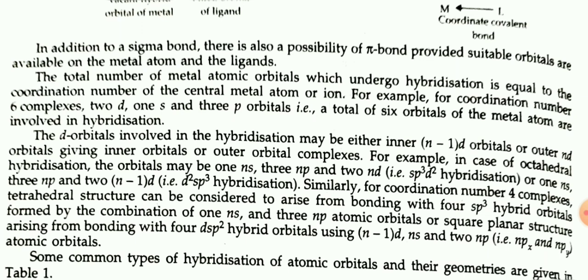The total number of metal atomic orbitals which undergo hybridization is equal to the coordination number of the central metal atom or ion. For example, the coordination number 6 complexes involve 2d, 1s and 3p orbitals, that is, a total of 6 orbitals of the metal atom are involved in hybridization.